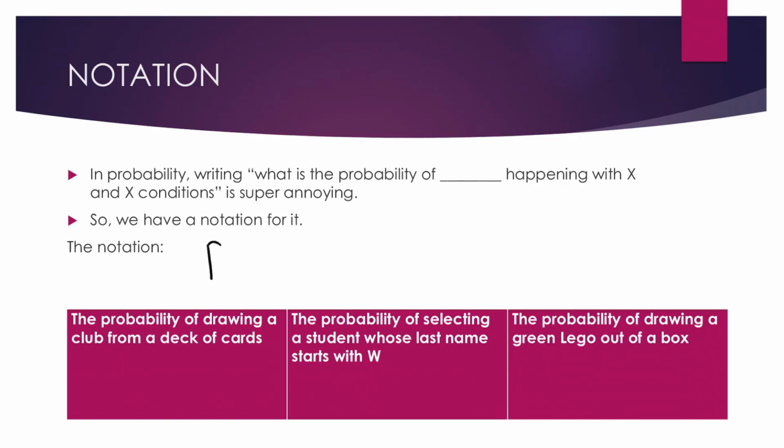So the notation is capital P, and then in parentheses, we write what we're looking for in our success. That was a terrible way of writing success. Let me try that again.